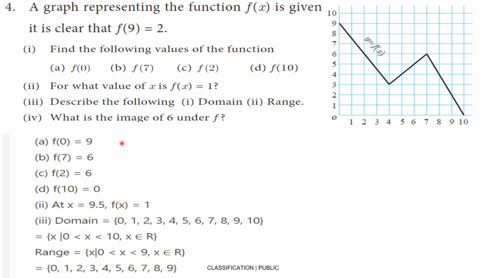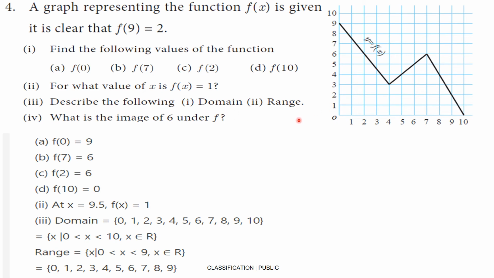Next question, for what value of x is f(x) equal to 1? Clear? f(x) equal to 1 means this y value, and x is what? Here only. Okay. So between 9 and 10, that is 9.5. Therefore x equals 9.5 means f(x) equals 1. Clear?